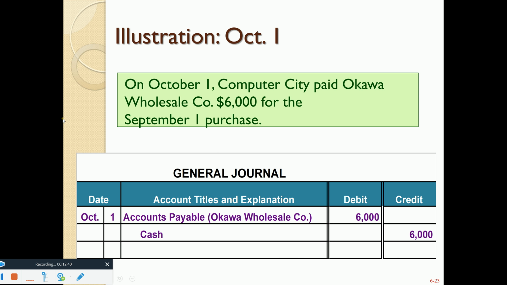Okay, October 1, Computer City paid the Okawa Wholesale Company. If you recall, back on September 1, we entered into a payable for $6,000, and here we are 30 days later. We are paying it. So we're going to reduce the liability with a debit, and we're writing a check, so we will reduce our cash account with a credit.